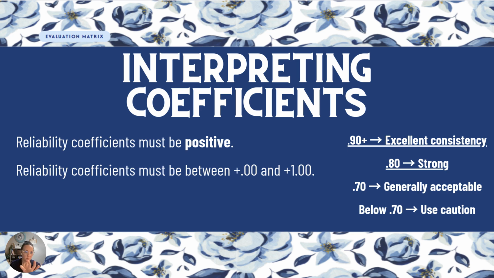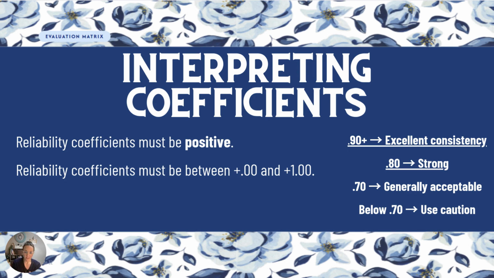So we're looking at all these coefficients, interpreting all the coefficients. A reliability coefficient is essentially a trust score for our assessment. We want to know, can we trust this assessment? And the closer we get to 1.0, the more confidence we have that the assessment is producing stable, consistent information.